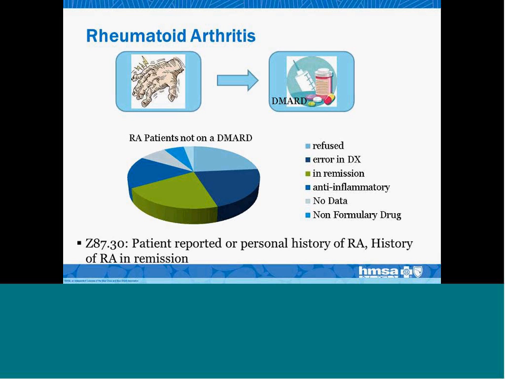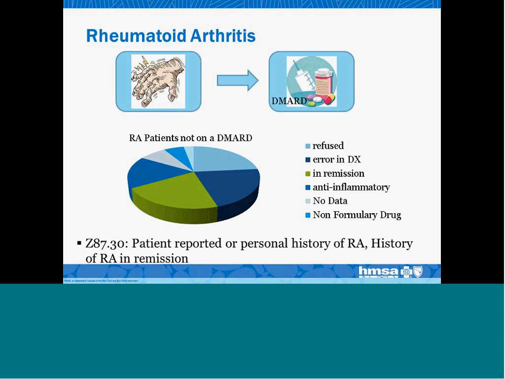We've done a lot of outreach. Some of you may have gotten faxes from us asking about the treatment plan for your patients who have rheumatoid arthritis. And what we're seeing is that while we certainly have plenty of patients who are being treated perhaps with a non-formulary drug, they may have refused treatment or be treating with an anti-inflammatory. Those who are not on a DMARD, one of the other things that we see commonly is that there may be an error in the diagnosis. So we ask that you are very careful when you're diagnosing rheumatoid arthritis.